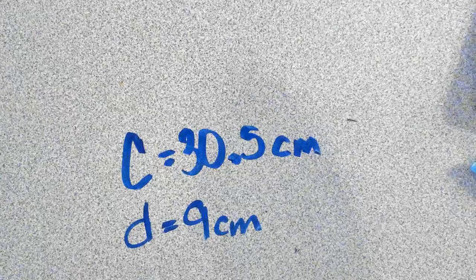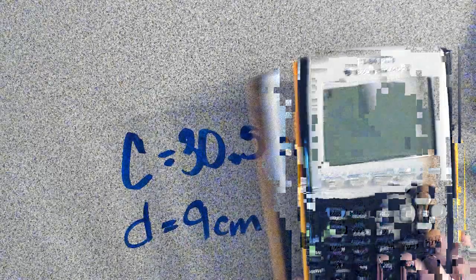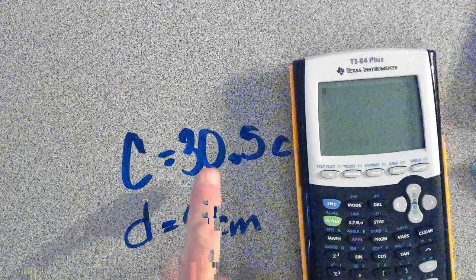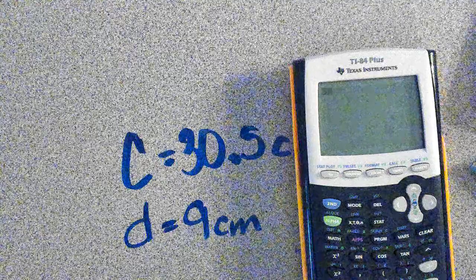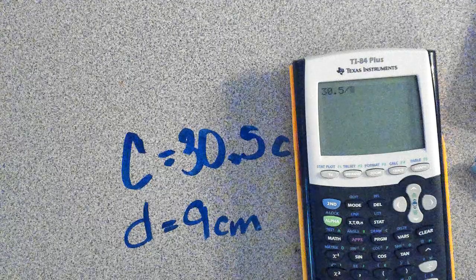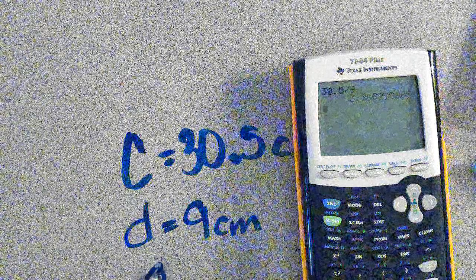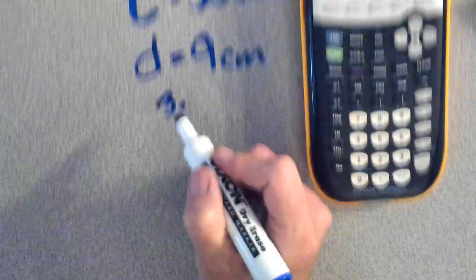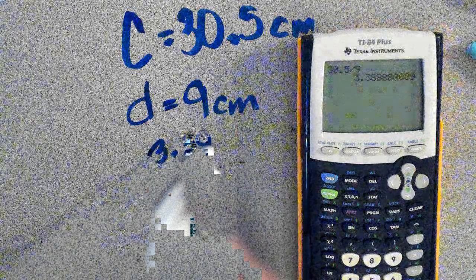Okay, now if I take the calculator on, clear, and I look for the relationship between how do I get from diameter to circumference or circumference to diameter, I can find that relationship by taking the circumference, 30.5, and dividing it by the diameter, 9. And that gives me 3.38 forever. I'll just call it 3.39.